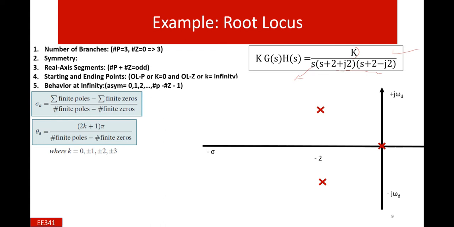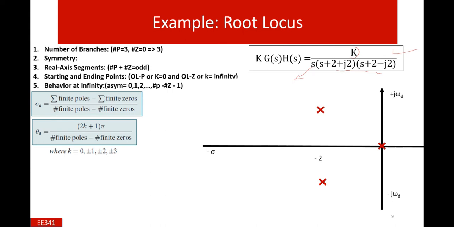Starting by reviewing how many branches there are for this root locus: because there are three poles and there is no zero, there are three starting points for the root locus, and there will be symmetry after drawing the root locus, and then we see where the root locus lies.